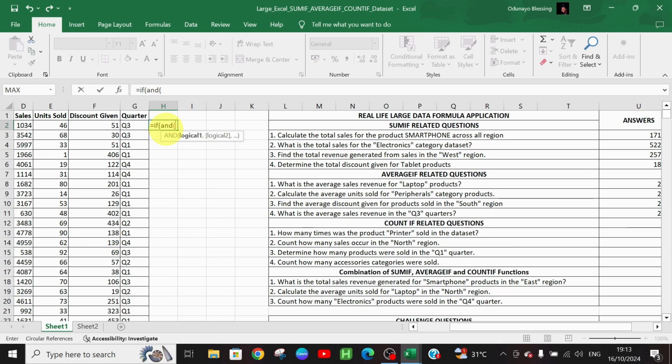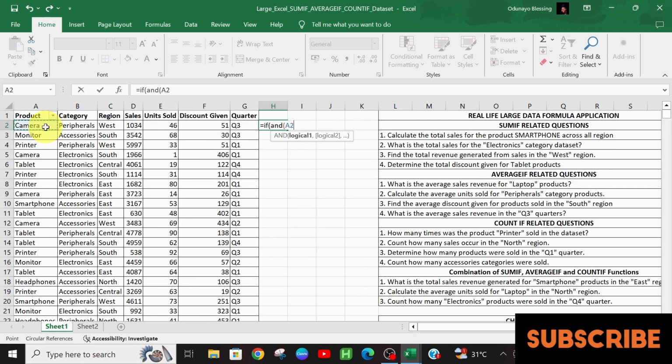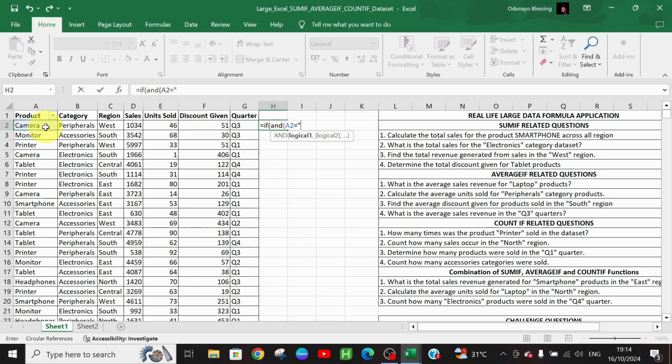If any of them is false, then you should return 0. So the first thing is, the IF is telling us the logical statements to use now. You are saying if this cell is equal to smartphone, and this cell, the region, is equal to East. So once those 2 conditions are met, then the logical test has been completed. That's when the bracket was closed.